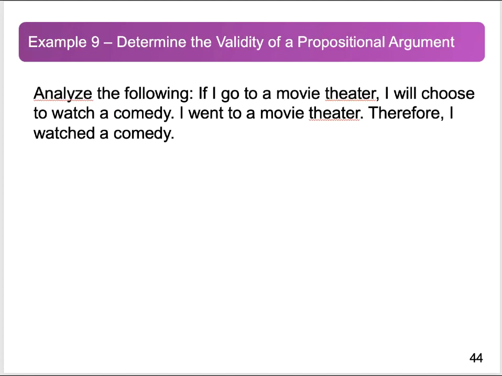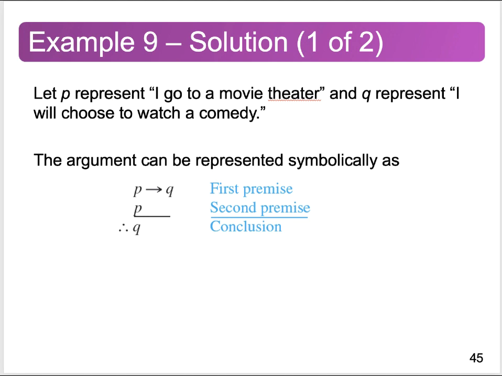If I go to the movie theater, I will choose to watch a comedy. I went to the movie theater, therefore I watched a comedy. Well, how would we analyze this? Well, first, let's start by writing the first premise. If I go to a movie theater, P, then I will choose to watch a comedy, Q. Our second premise was P, I went to the movie theater, and our conclusion here was Q, then I watched a comedy. So how can we analyze the statement for whether it is a valid or invalid argument?